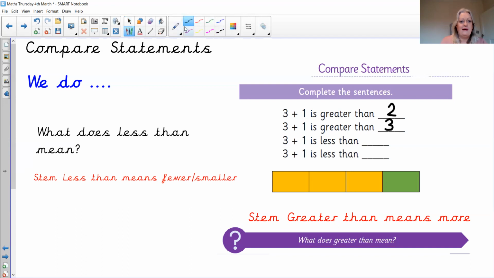Lots of numbers we can put there, can't we? I'm going to put 4 is less than 6. That means 4 is smaller than 6. And 4 is less than, I'm going to put 10. I wonder what numbers you came up with. So let's say our STEM language again. Let's go to the greater than first. Greater than means more. Well done. Less than means fewer or smaller. You say that? Brilliant.